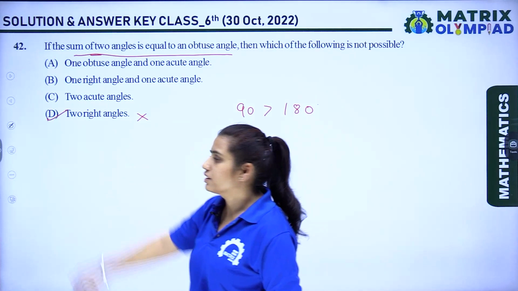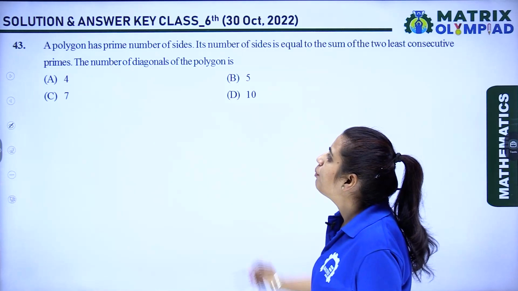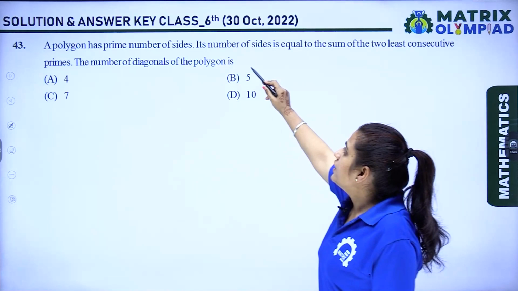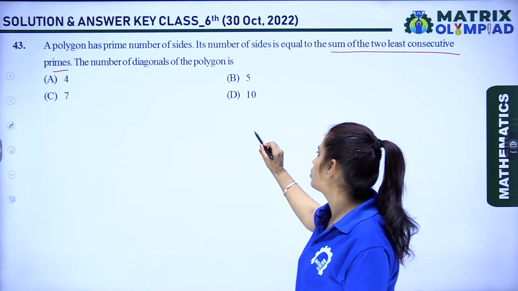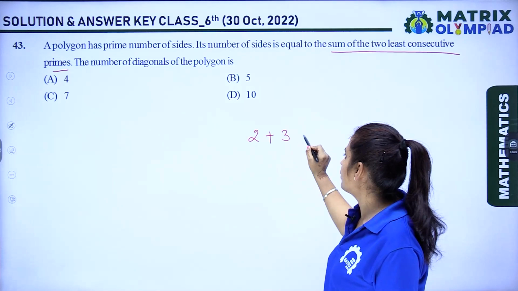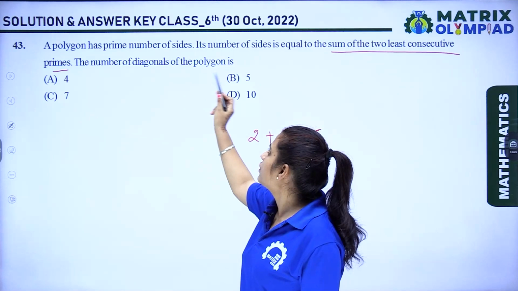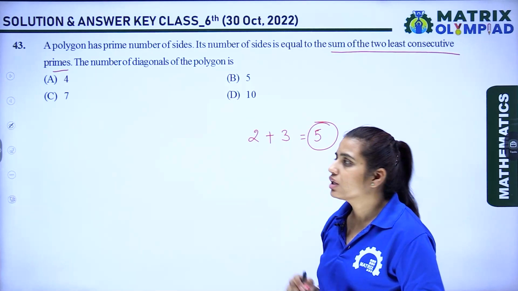Now the next question, 43: a polygon has a prime number of sides. Its number of sides is equal to the sum of the two least consecutive primes. The two least consecutive primes are 2 and 3. So we have to find the sum of these, 2 and 3. It means it is 5. We have to find out the number of diagonals of this polygon. Now our polygon is a 5-sided figure.